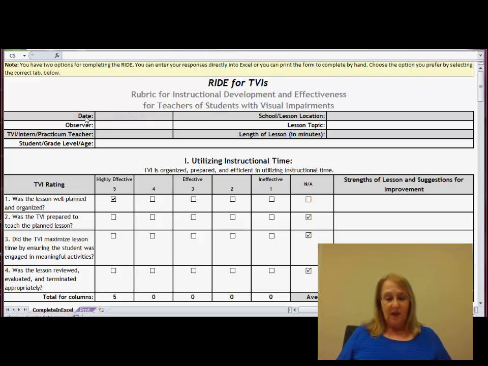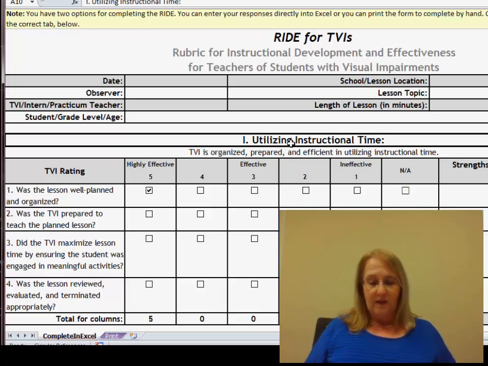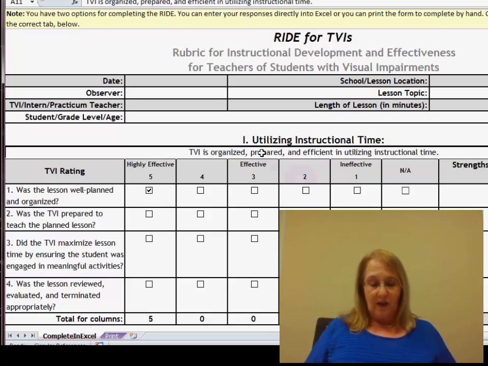But let's look at the first curriculum or skill area called utilizing instructional time, which we've already started looking at. If you look across at the different categories that one could be rated on, as we said, there are 5 different potential competency levels that we mentioned in the last video. Highly effective, which is the 5, effective, which is a 3, ineffective, which is a 1, and the intermediate levels of 4 and 2. And at the top, you'll see an example of what effective teaching should look like. So for the first area, a TVI whose lesson is organized, prepared, and efficient in utilizing instructional time would be scored as effective, as a 3, or perhaps better if they were outstanding in that area.